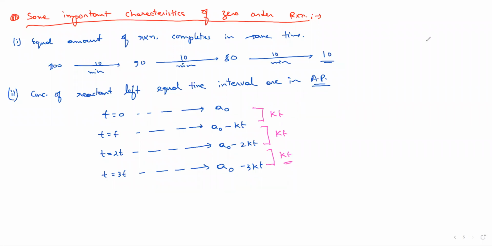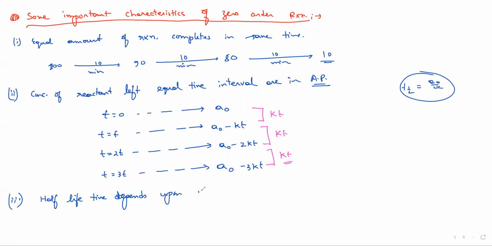Now the third point. Half-life time depends on initial concentration. What should be the T half? T half equals A0 by 2k. We all know that. So just write down the third point: half-life time depends upon initial concentration. T half is proportional to A0. Okay.